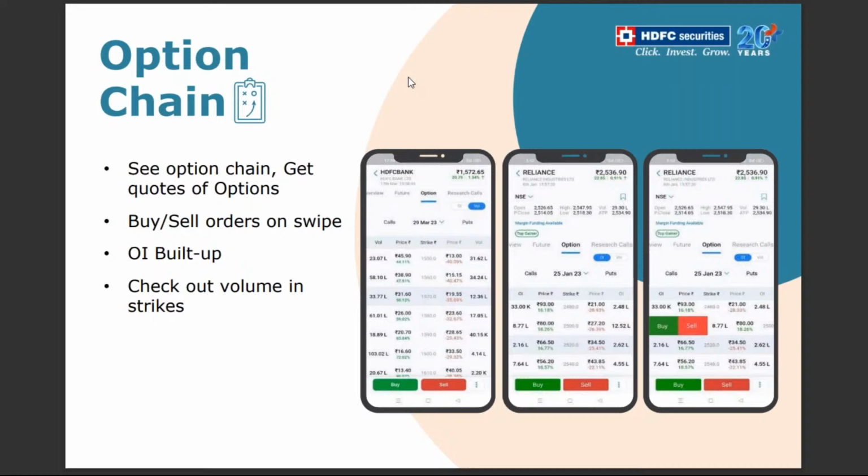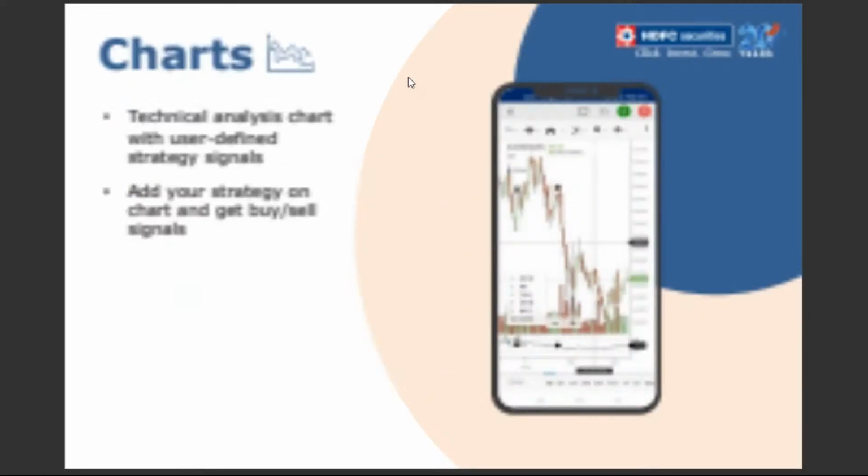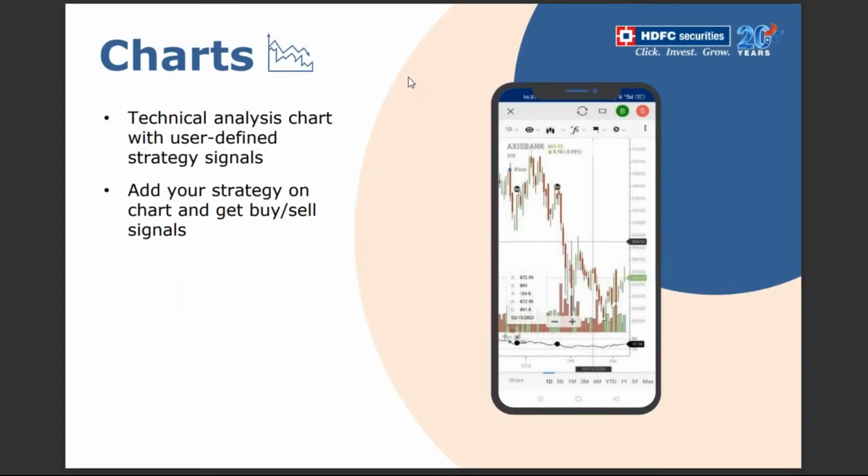So the option chain will help you to get a fair idea of the market movement. Next is the technical charts. This will help the customer to get the signals on where to buy and at which price we need to buy. It will give you some signals, and based on the signals, we can get the idea whether I should buy this particular stock at the particular level.